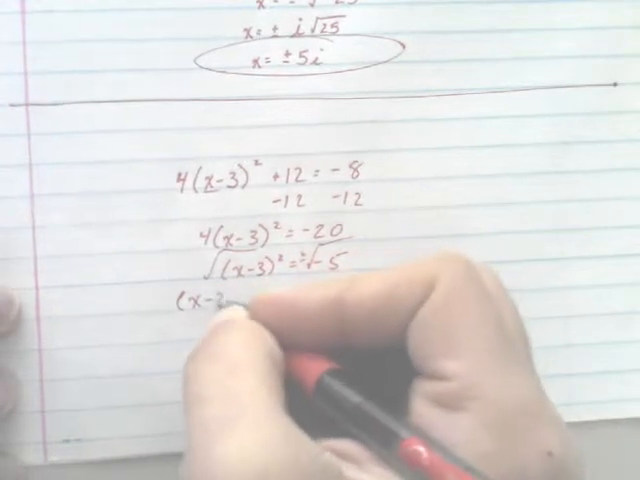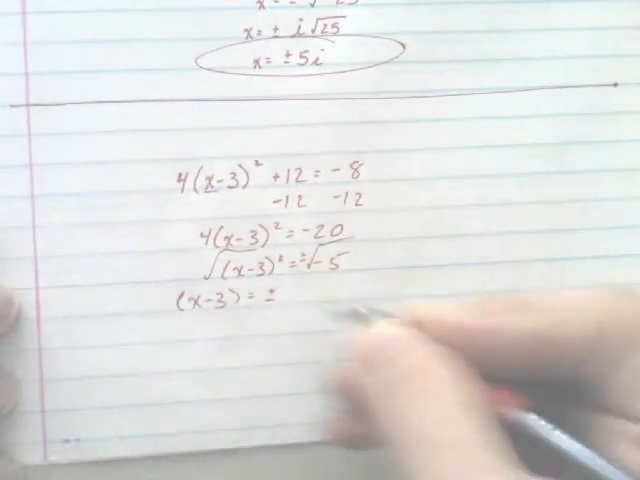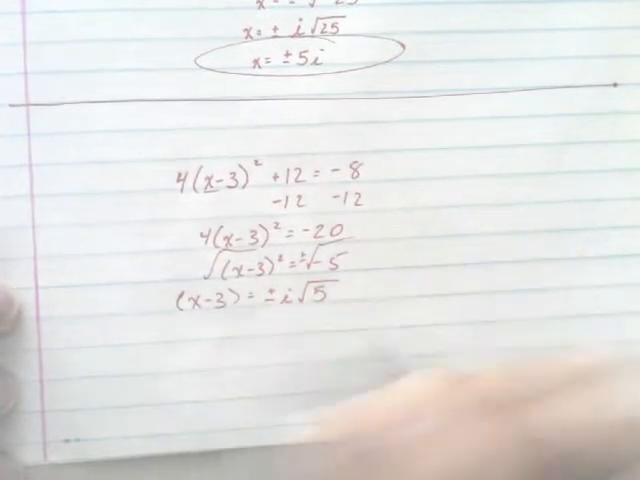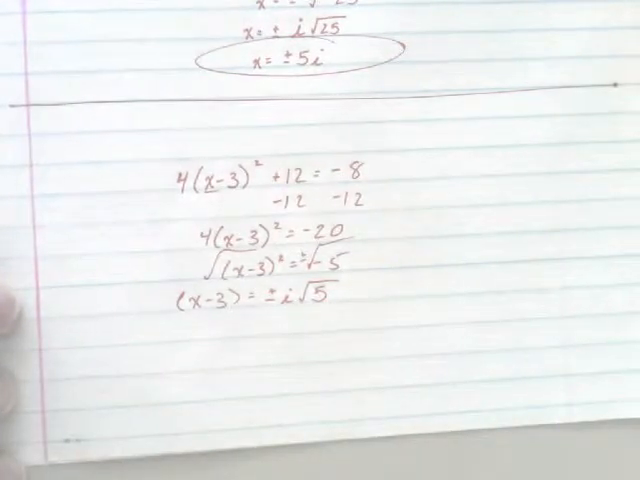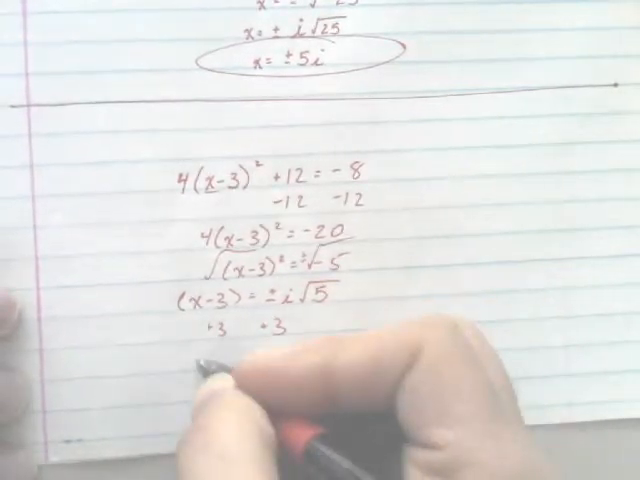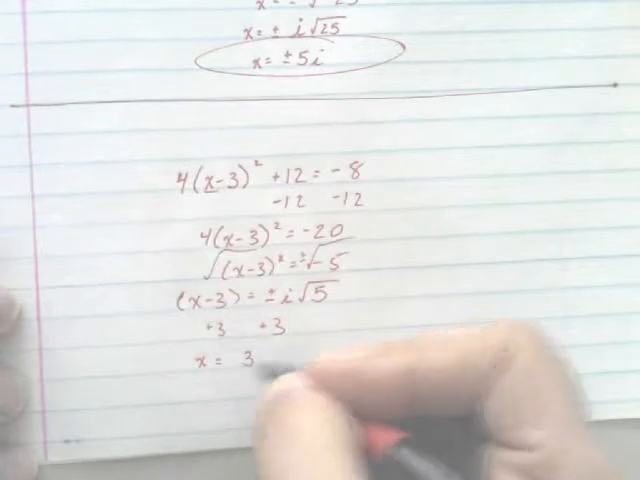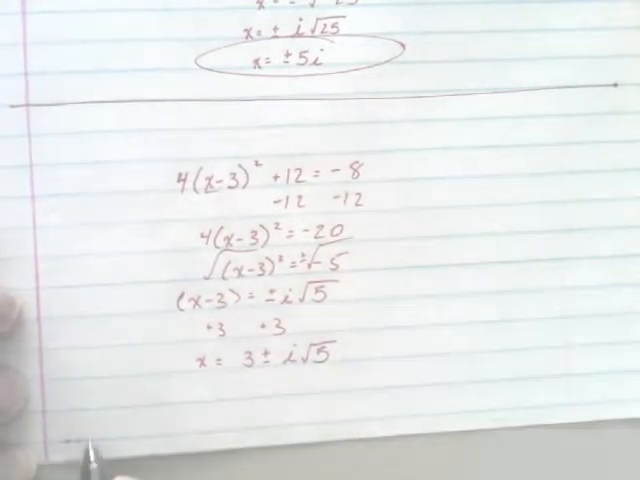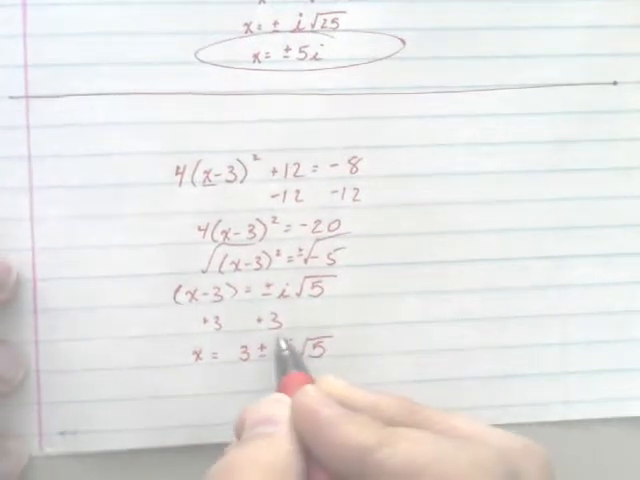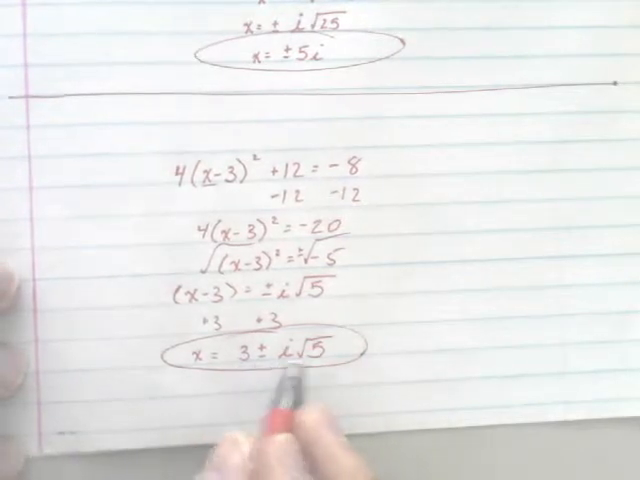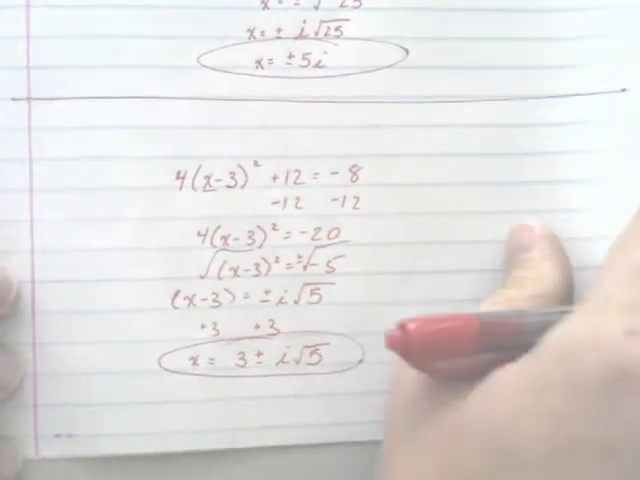So now I'll get x minus 3 is equal to positive or negative i square root of 5. Okay? And I need to get that x by itself, so I'm going to add 3. And because 3 is a real number, I cannot combine a real number with an imaginary number. They are not like terms. So I'm going to leave it as 3 plus or minus i root 5.